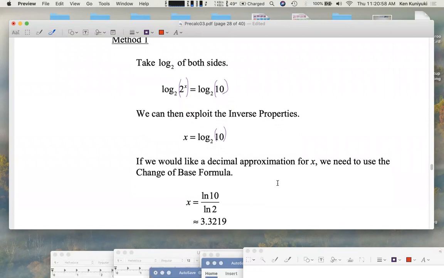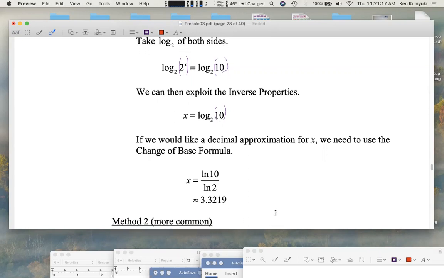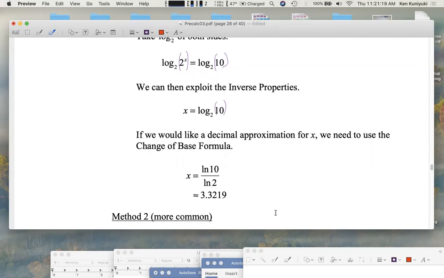Now, if you want to approximate this, you can use the change of base formula. Log base 2 of 10 is ln of 10 over ln of 2. You can calculate this using your calculator, and you get approximately 3.3219 to 4 decimal places. Okay, technically it's a solution set. I'll show that in a moment. First, I want to show the second method of doing this.